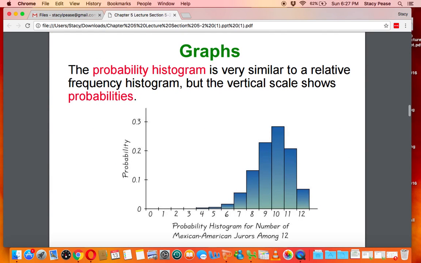Okay, so when we were doing frequency distribution tables back earlier in the course, we had looked at frequency histograms.